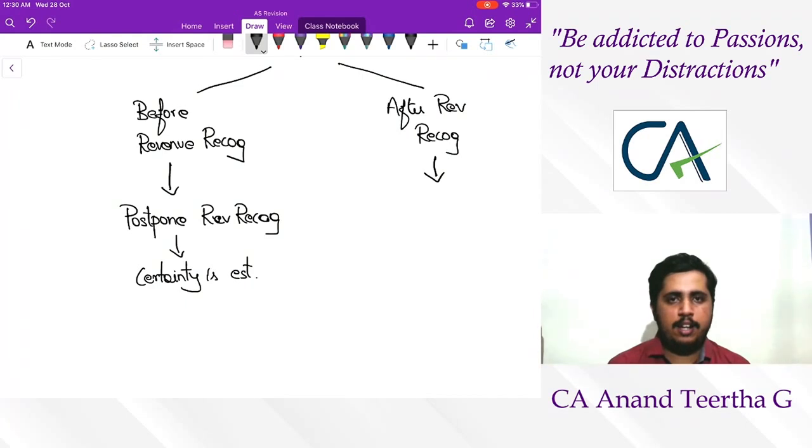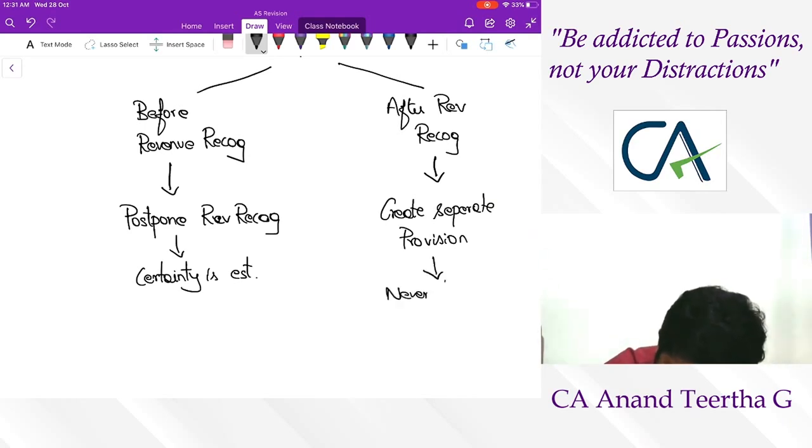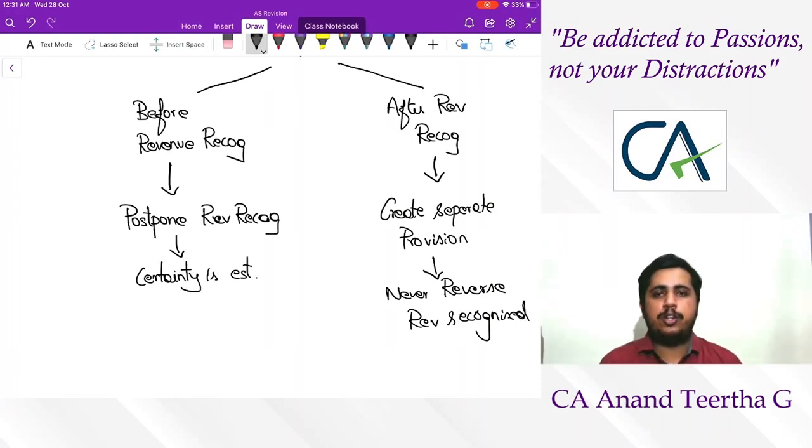After you made the sale, your buyer is in financial trouble. Now what happened? You have already recognized the revenue. Now it is turning uncertain. At that time, what should be done? At that time, the point to be understood is create a separate provision, but never reverse revenue. Whatever revenue is recognized, you are never supposed to reverse it.